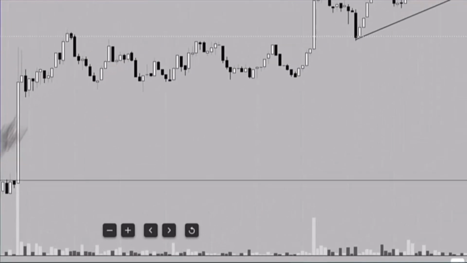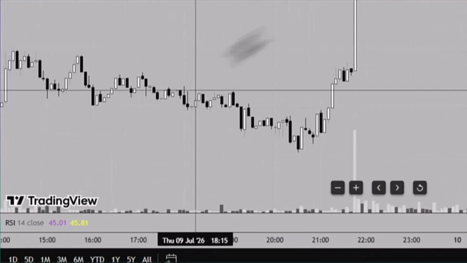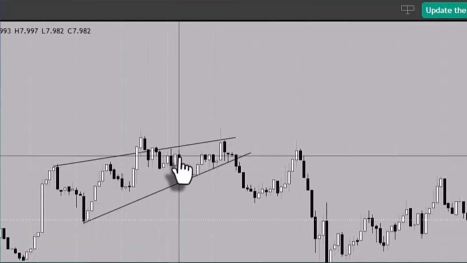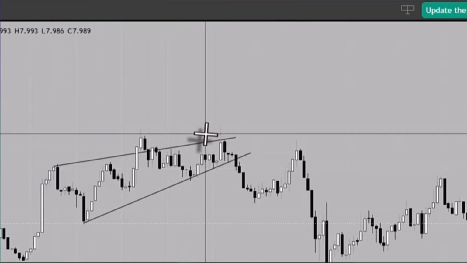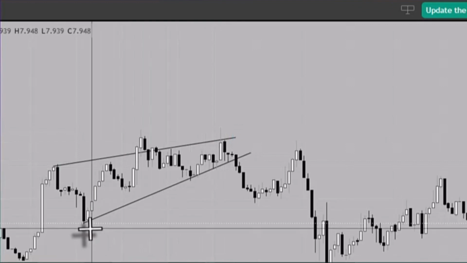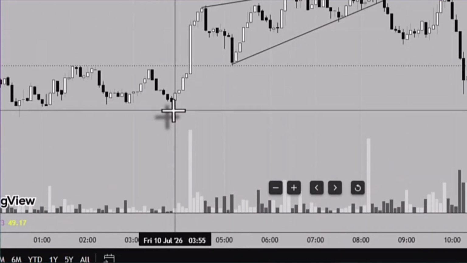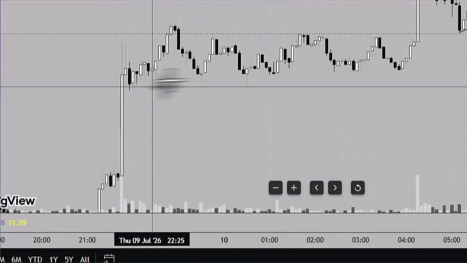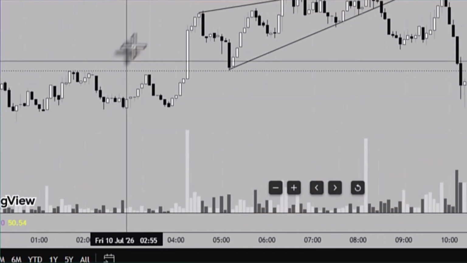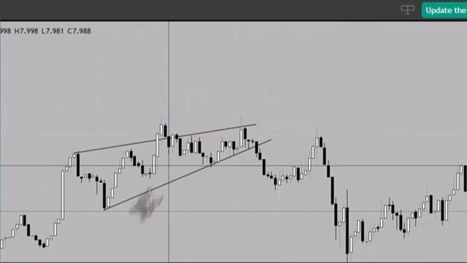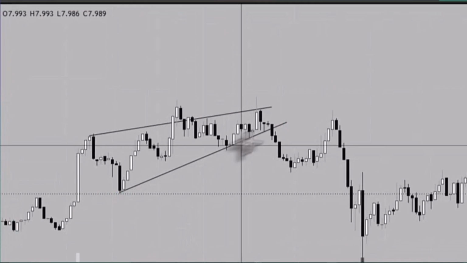Okay, welcome to TradingView. As you see here, the price is in an uptrend, and here you can see higher highs and higher lows. It means this is a rising wedge because the price is moving upward, and here you see higher highs and higher lows.